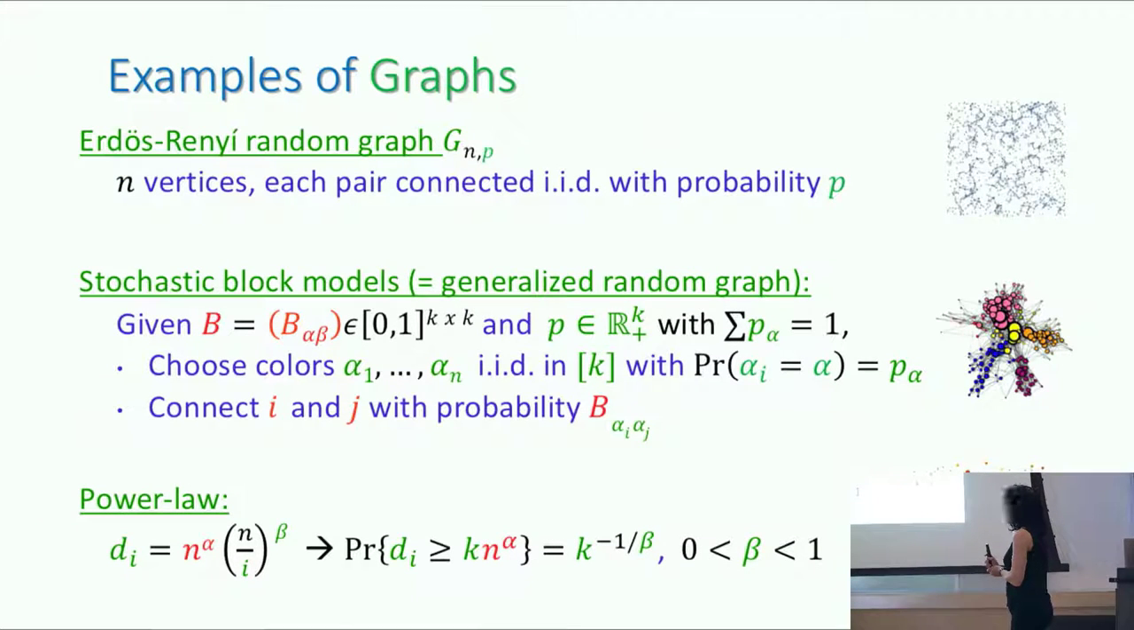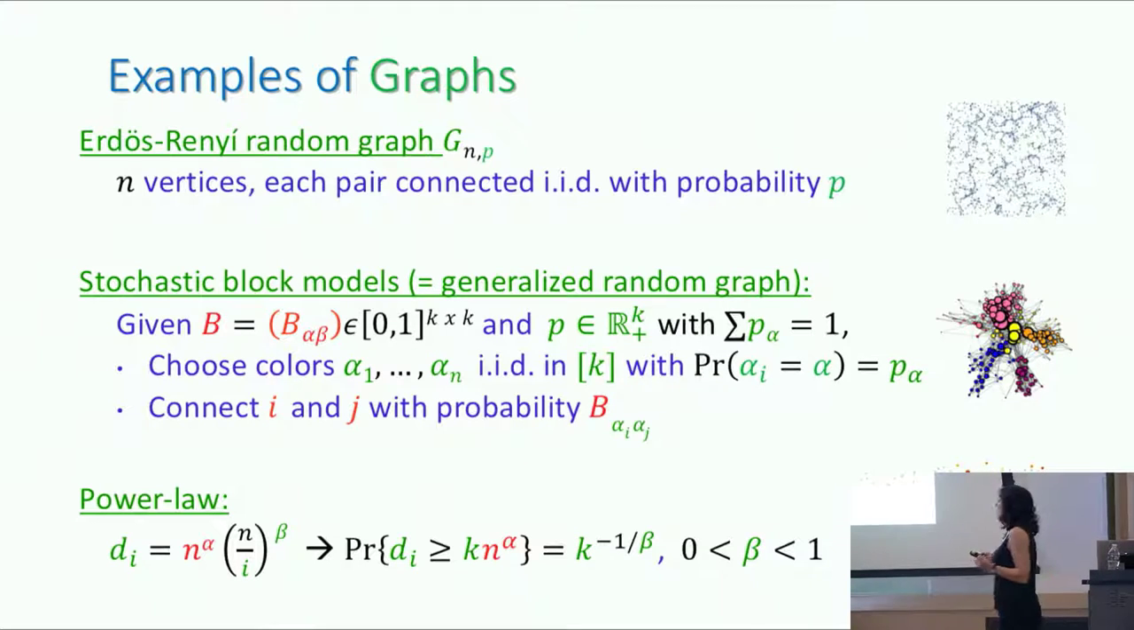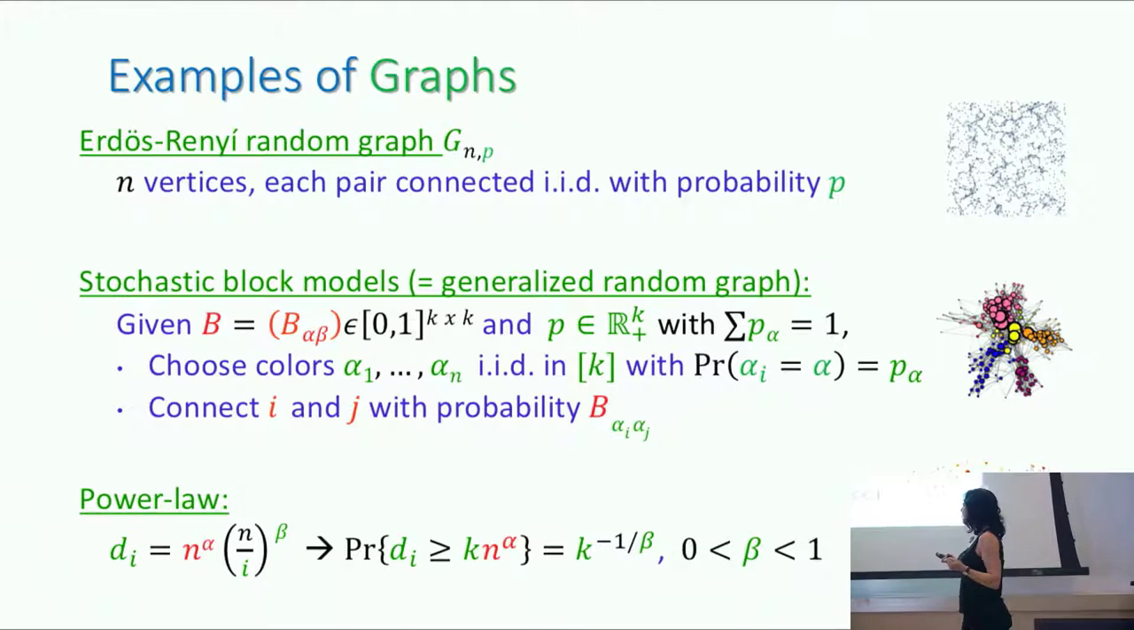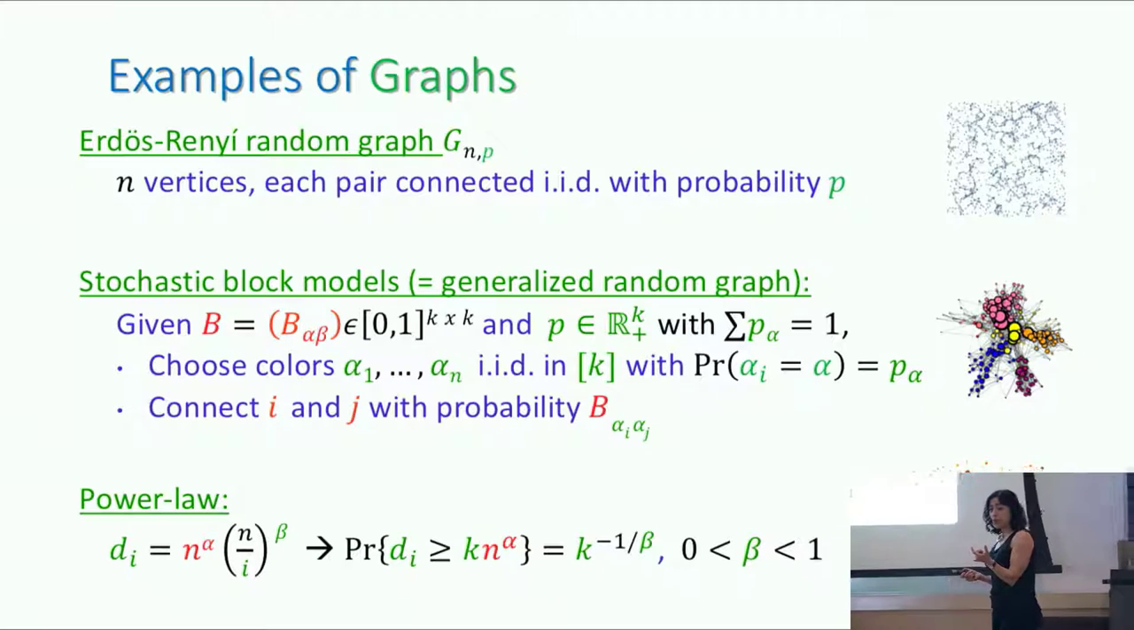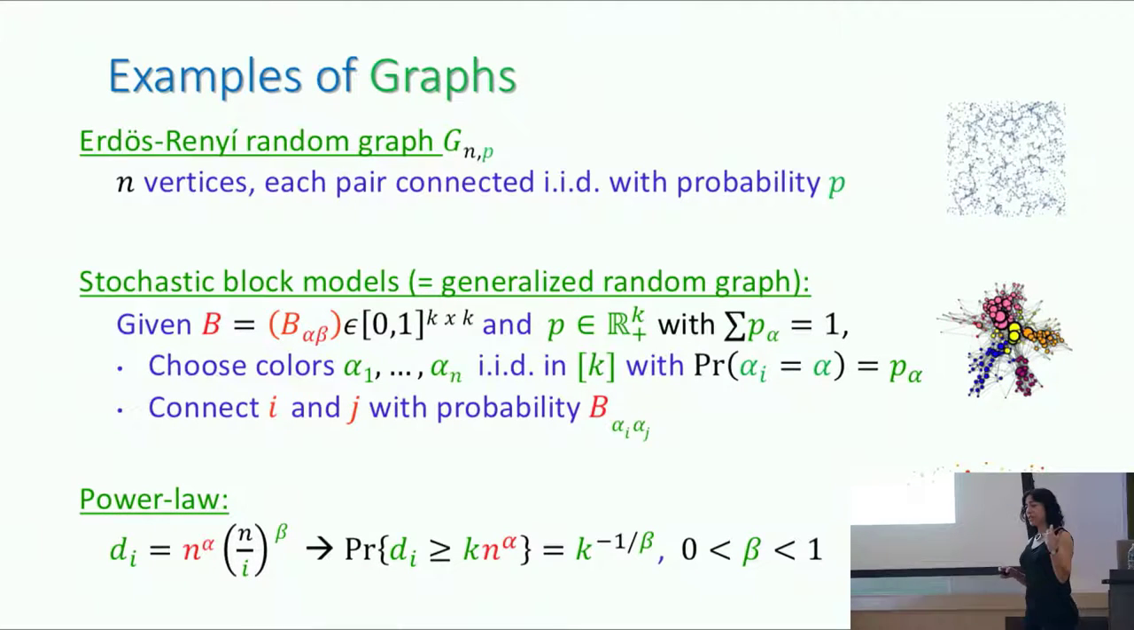Okay, so here are some examples of graphs. The Erdős-Rényi random graph is just about the simplest graph generation model that we have. We say we have n vertices. I go to each pair of vertices and I connect them independently with a probability p. The probability that I have k neighbors turns out to fall off exponentially in k very quickly. I could also take p to be a function of n, and then I get more interesting kinds of behavior.